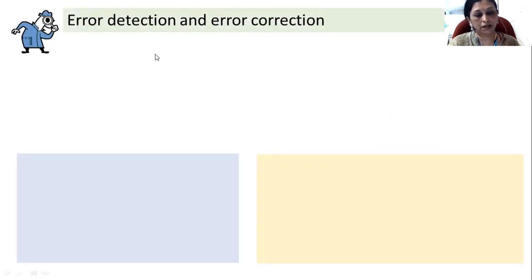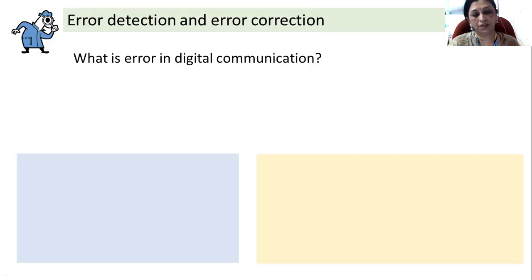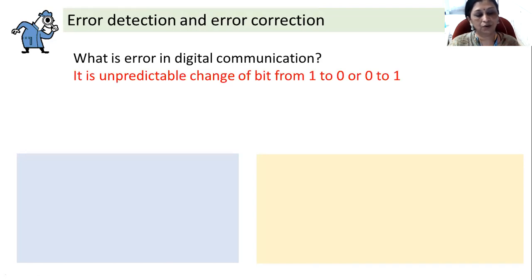Error detection and error correction, to start with, what is error in digital communication system? If something is happening wrong, then we call it as error. In case of digital communication, the error is defined as unpredictable change of a bit. In digital communication, only two digits are used, either 0 or 1, and therefore error can be defined as unpredictable change of bit from 1 to 0 or 0 to 1.